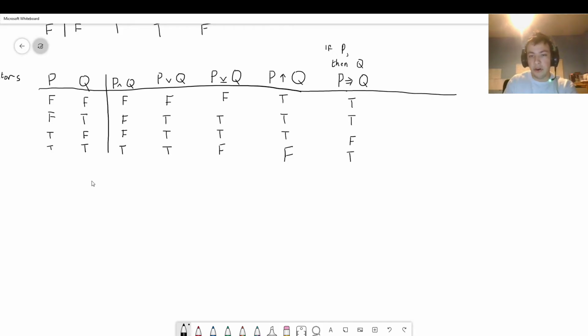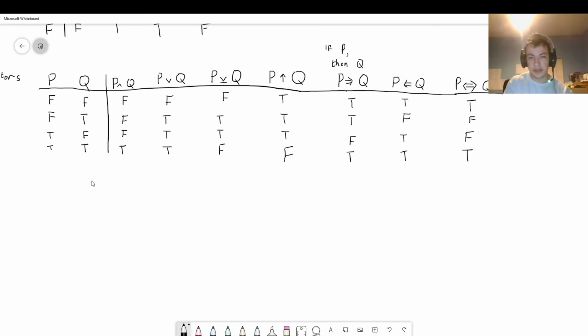Then we have the converse statement, which is P is implied by Q. And so this is just equivalent to Q implies P, which means that this one will be false and the rest will be true. And then finally we have P if and only if Q, or P is equivalent to Q. This is when both P implies Q and Q implies P. So that's going to be true, false, false, true.